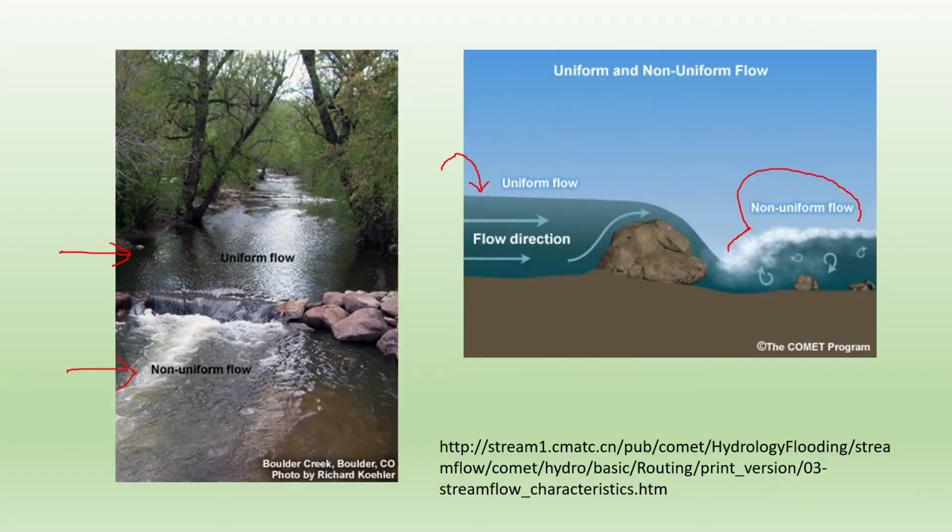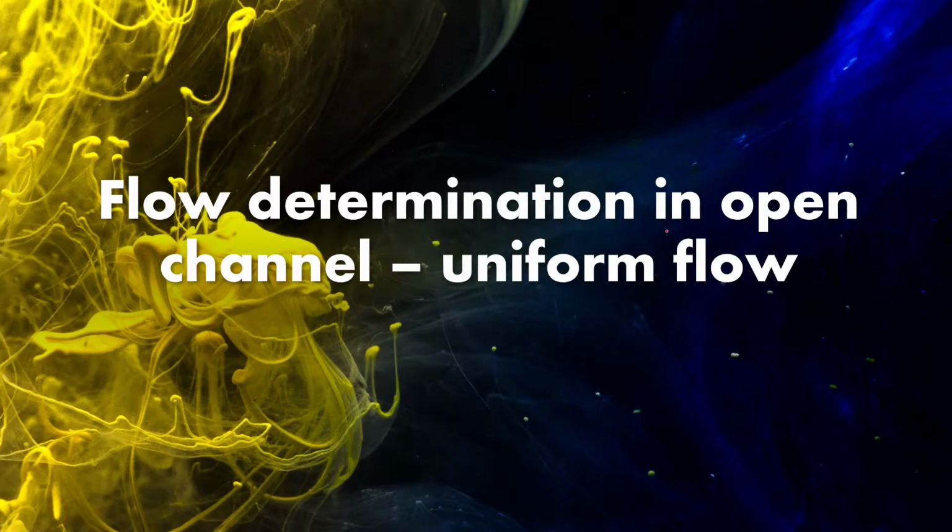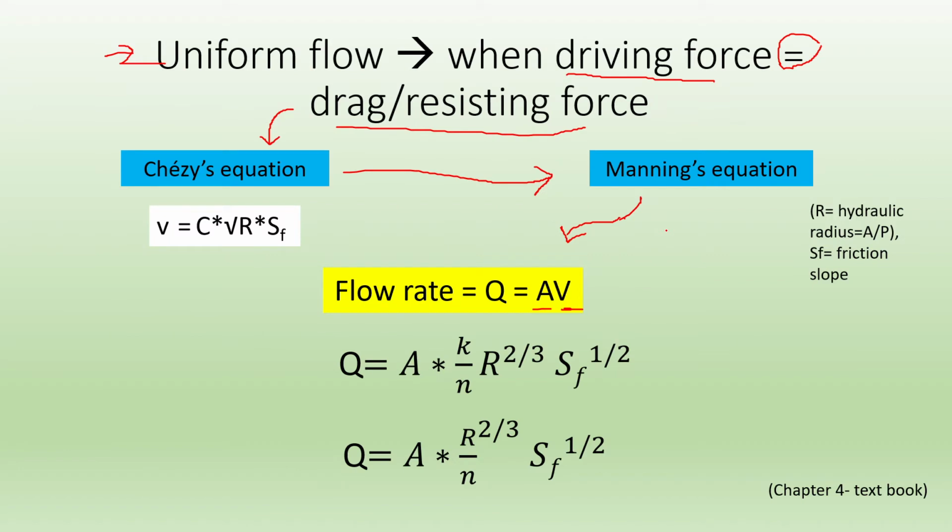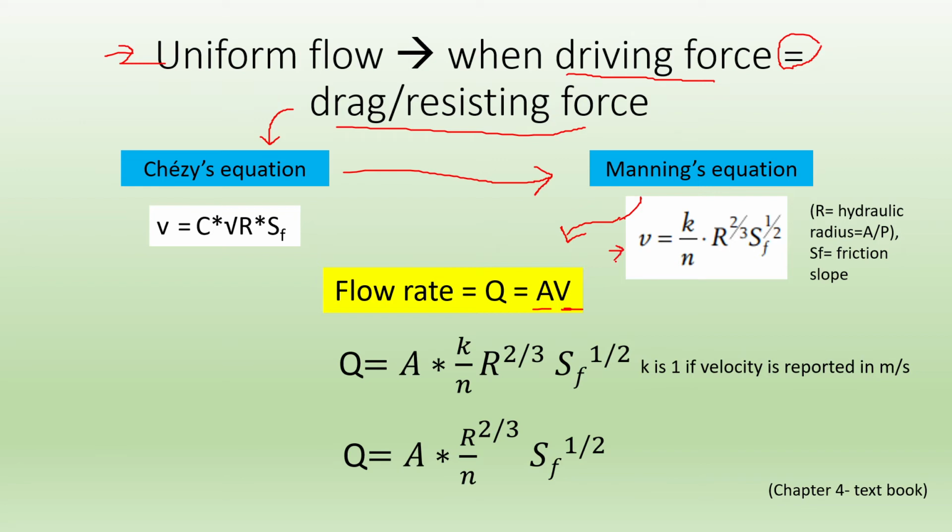This is the formula for calculating Manning's equation. n is Manning's coefficient, R is the hydraulic radius, which is A divided by P, and Sf is the friction slope, or some books call it the energy slope. You have to know this. So Q equals AV, with V from Manning's equation.